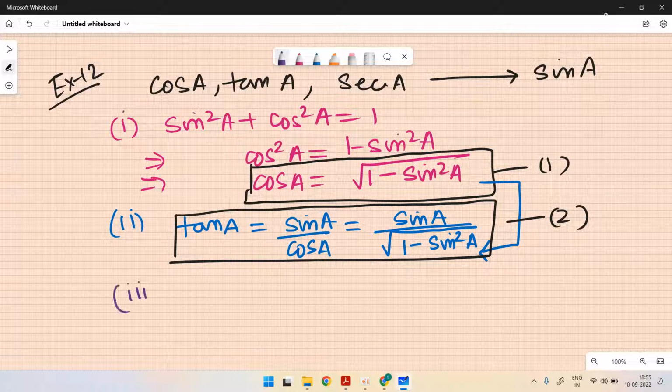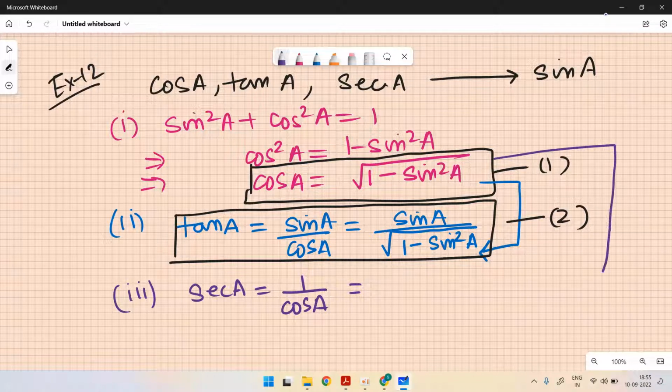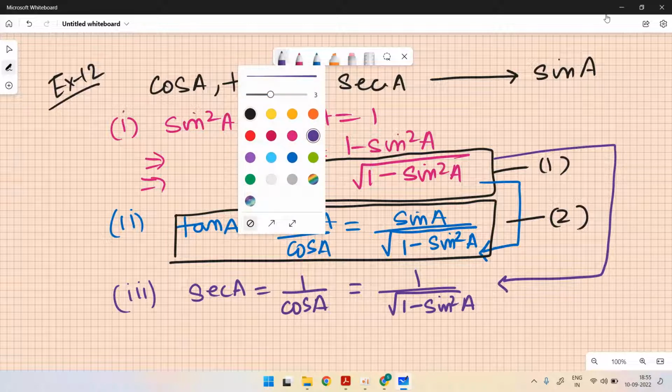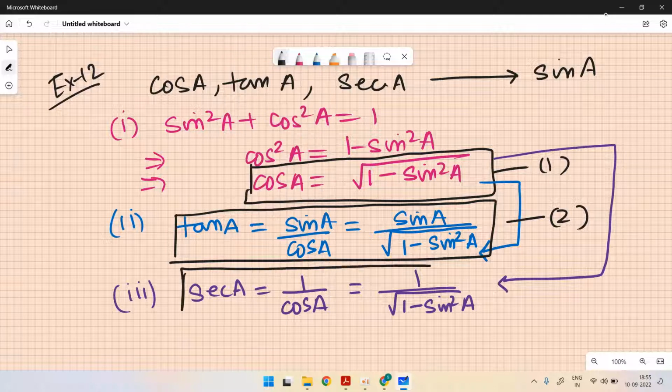The third is you need to express secant A in terms of sine. So secant A is nothing but 1 upon cos of A. Now you substitute this value of cos from here. This is nothing but 1 by under root 1 minus sine square A. This is my third expression, the third answer. So in 1, 2, 3 I have expressed cos A, tan A, and secant A in terms of sine A. This is the answer.